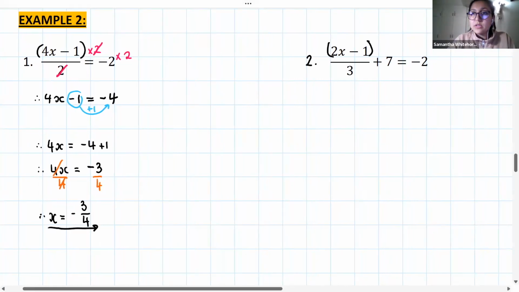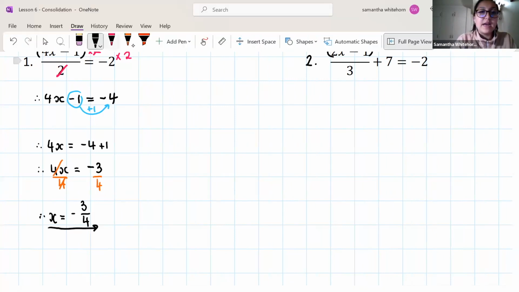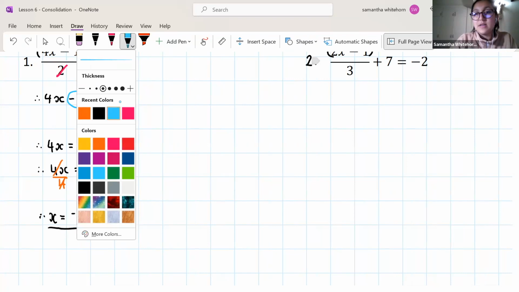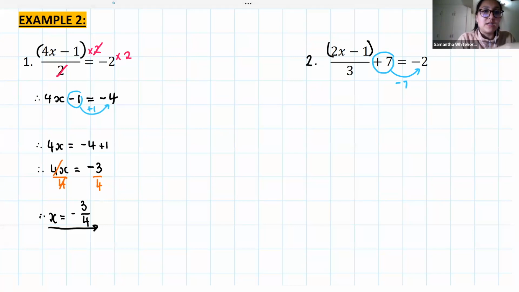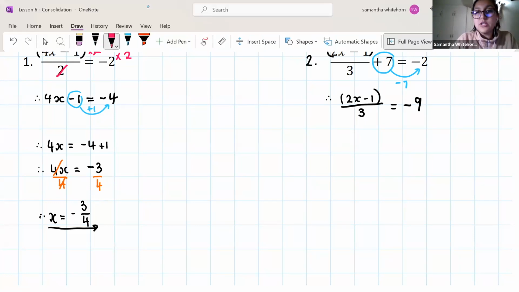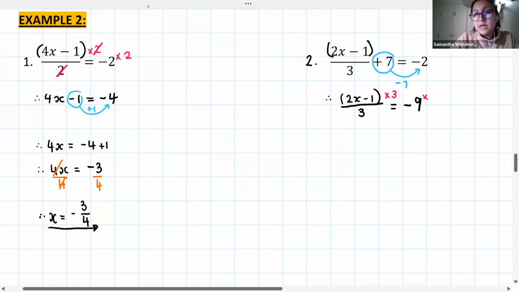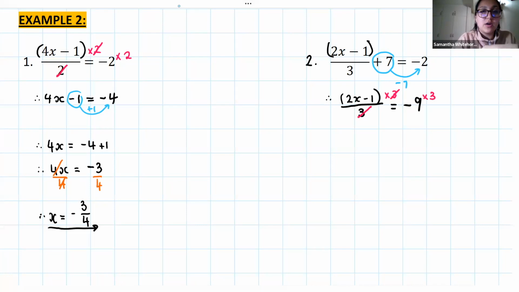If we now go over to example 2, very much the same thing, except for the fact that I have a plus 7 here. So the first thing I'm going to do is use my inverse operations and bring it over to join the negative 2. So what I now have is this 2x minus 1, and I'm just going to keep it in brackets to remind myself that that whole expression is being divided by 3, is equal to minus 2 minus 7, which is minus 9. This is now the point where I can deal with this fraction.